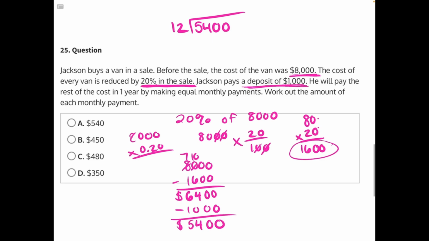12 can go into 54 4 times. 12 times 4 is 48. We can subtract, we'll have to borrow. 14 minus 8 is 6, 4 minus 4 is 0, we bring down a 0. 12 can go into 60 5 times evenly with no remainder, but we still have to bring down that last 0. 12 can go into 0 0 times, leaving us with a monthly payment of $450. Answer choice B.